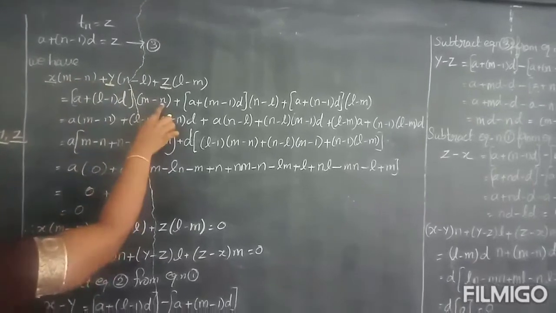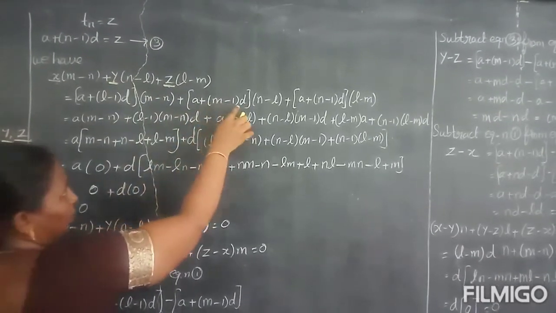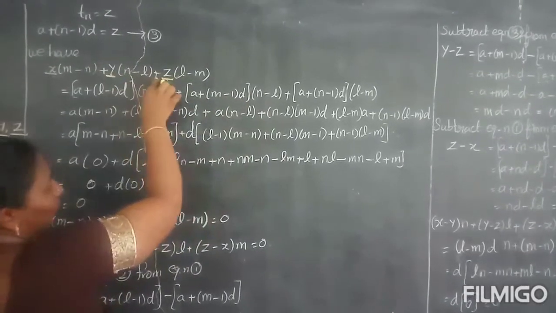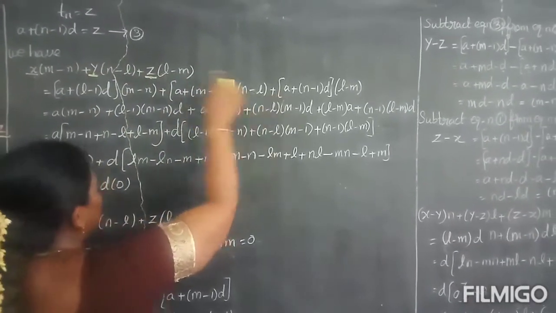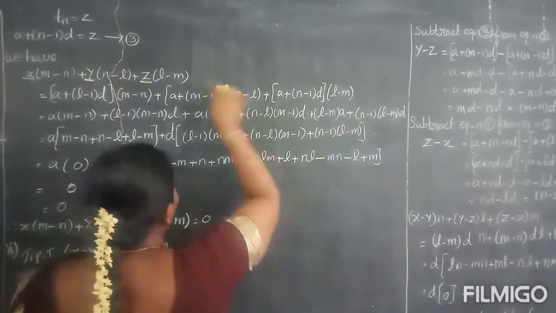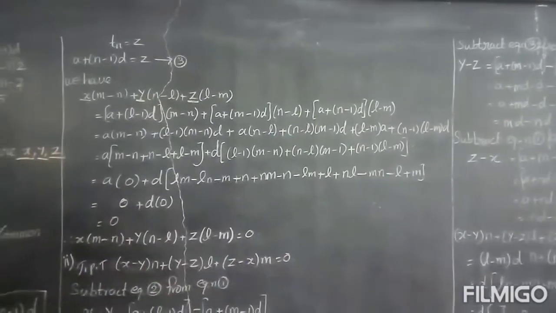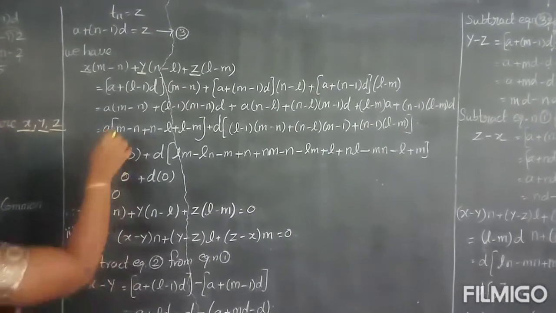Into (m minus n), right, as it is, plus y value, what? (a plus (m minus 1) into d) into (n minus l), right, as it is, plus z is (a plus (n minus 1) into d) into (l minus m), right, as it is. So you have to simplify more patiently, okay?